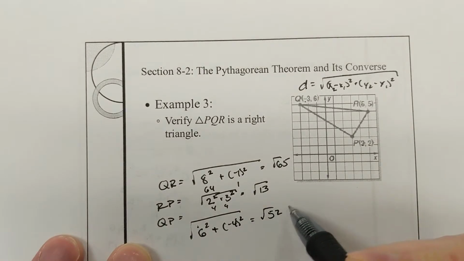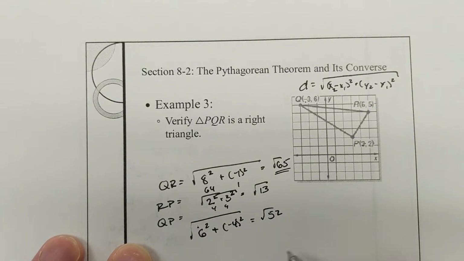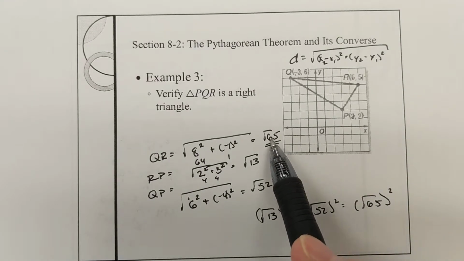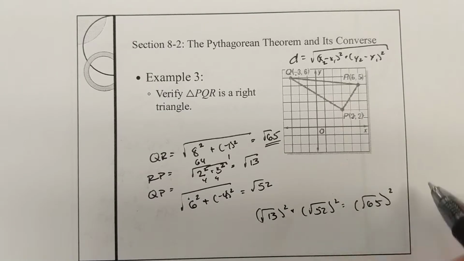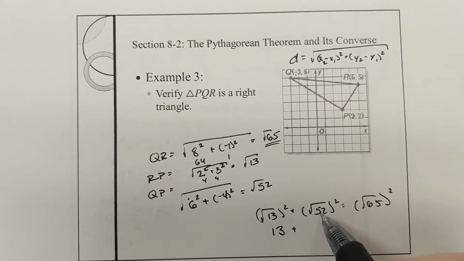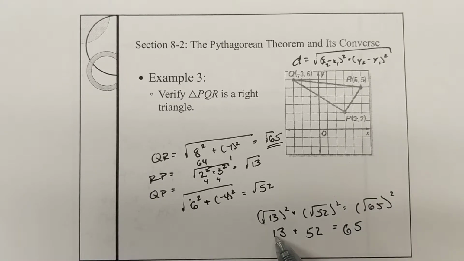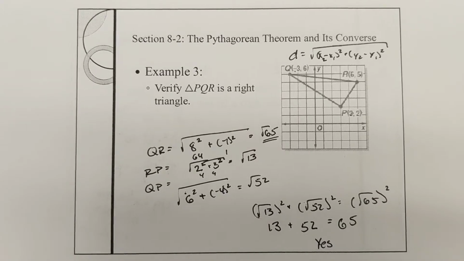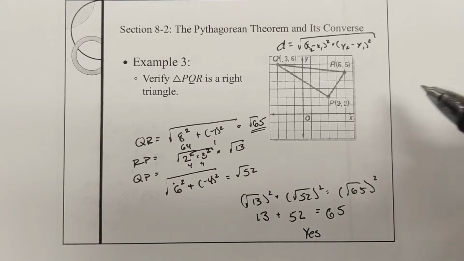is root 52. So this here is my c value, it's the biggest, so I need to check: is root 13 squared plus root 52 squared equal to root 65 squared? Now for a problem like this, you don't want to work out these square roots because when you square them, they disappear. So the square root of 13 squared is just 13. The square root of 52 squared is just 52, and that's 65. So is 13 plus 52 65? Yes, it is.